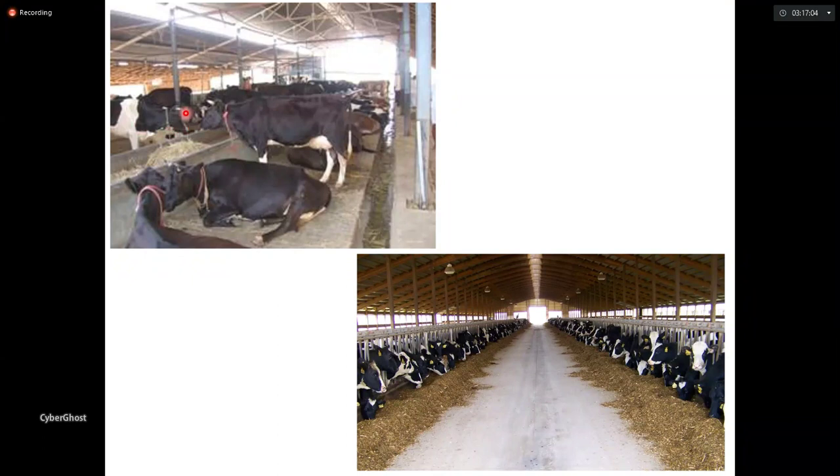These are very close animals, but here you can see still they are facing together. Here the main thing is you can have only one central alley just to support the feeding process.